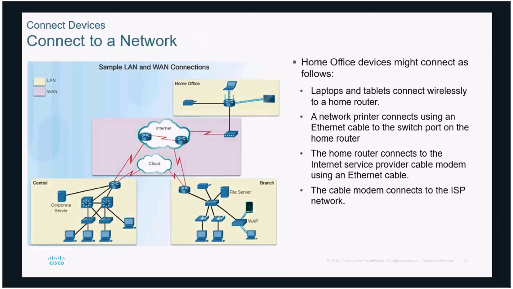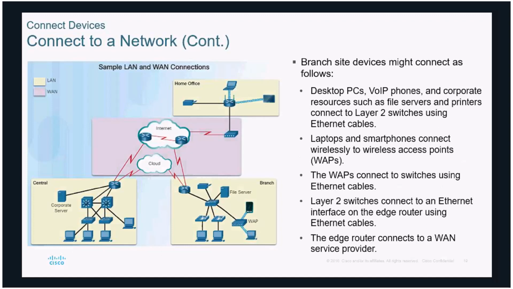Okay, on to connecting to a network. The home office is the example given here, the one at the top. Laptops and tablets and a network printer use an Ethernet cable to a switch port on the home router. The home router also connects to the ISP using Ethernet, so here's your internet connection. And the cable modem connects to the ISP network. There's the ISP. It's your simple home internet connection and what's going on with that.